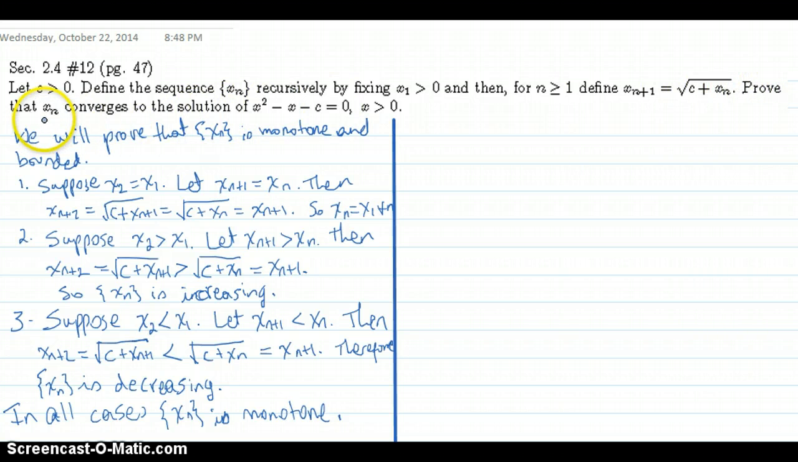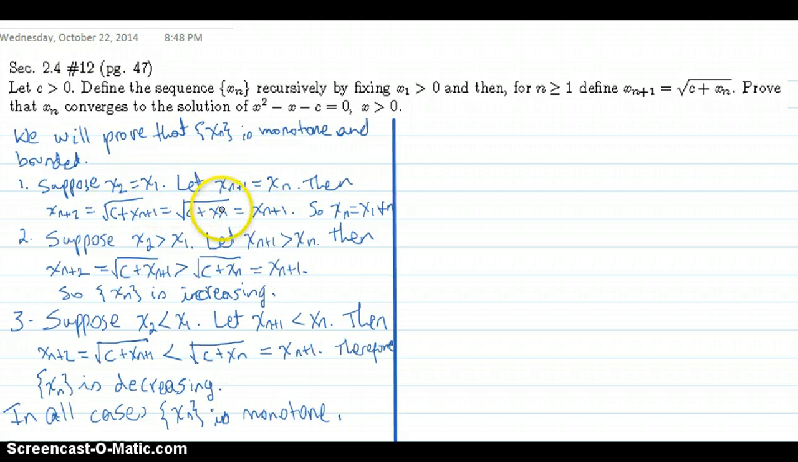So they want us to prove that x_n is a convergent sequence, and it converges to the positive solution of x squared minus x minus C equals 0. So we'll prove that x_n is a monotone sequence and is bounded. Showing the monotonicity, I kind of wrote it here, I like to shorten the video a little bit. So suppose x_2 equals x_1.